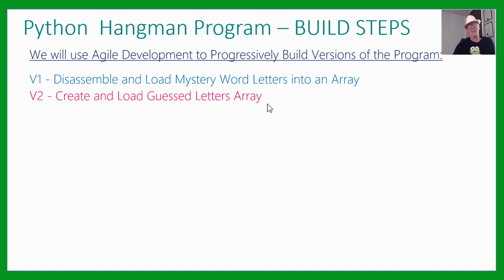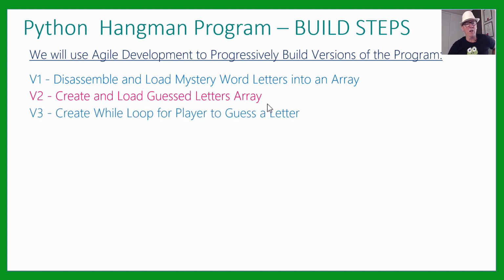Version 2, we're going to get that guess letters array happening, the second array, and we'll just fill it full of stars at the moment. And that array has to be as long as the mystery word is. Then we're going to have a while loop so that the player can guess the letter. Like the number guessing game, you should have done that one before this one. You should have done all of the games in our course before this one to help you understand what's going on, basically. But we're going to create a while loop so they can guess the letter.